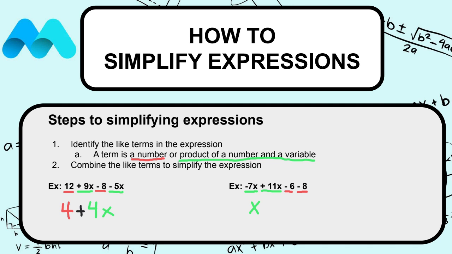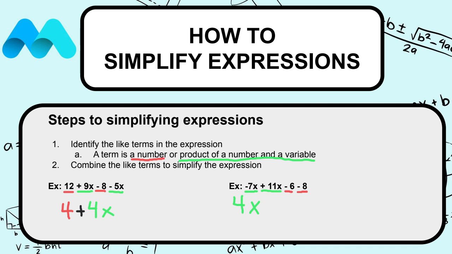We have negative 7x plus 11x. What we have to do here is find which number has a larger absolute value, negative 7 or 11. The absolute value of negative 7 is 7, and the absolute value of 11 is 11. So 11 has a larger absolute value, which means the answer is going to be positive. From there, we just do 11 minus 7, and we get 4. So when we combine negative 7x plus 11x, we have 4x.